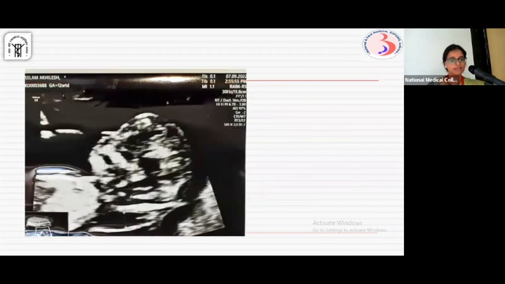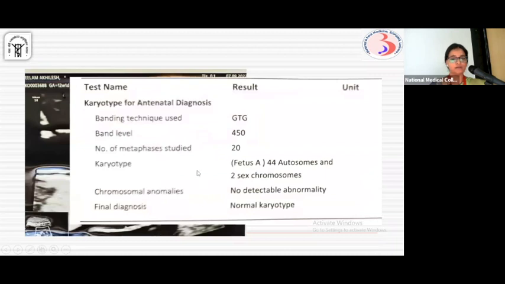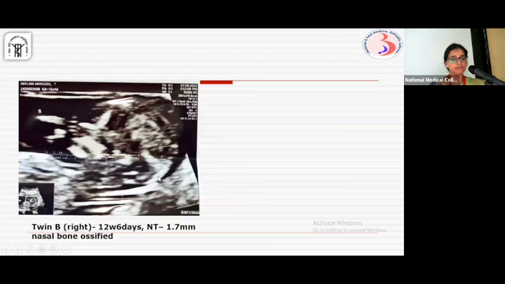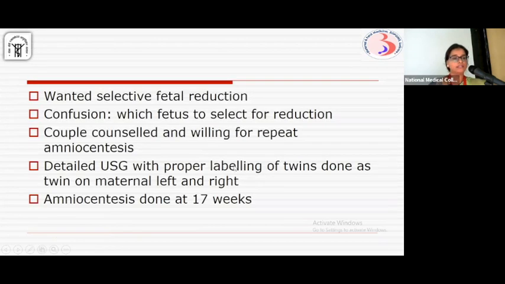This is the twin having increased NT and the nasal bone ossified, and the amniocentesis report which was done outside was suggestive of normal karyotype. This is twin B, 12 weeks 6 days, NT was normal, nasal bone was seen, and the karyotype was suggestive of trisomy 21. The couple wanted selective fetal reduction. There was confusion about which fetus to select for reduction. Couple counseled regarding the same, and they were willing for repeat amniocentesis.